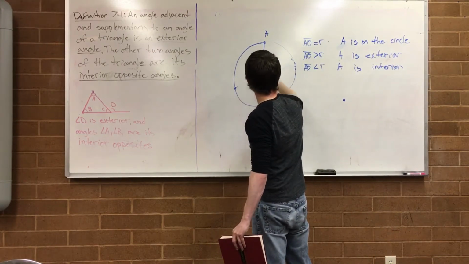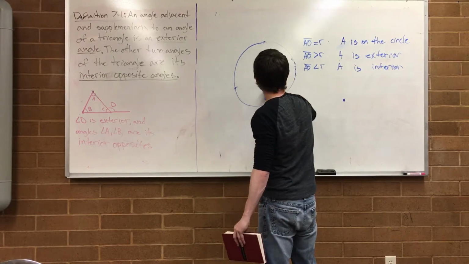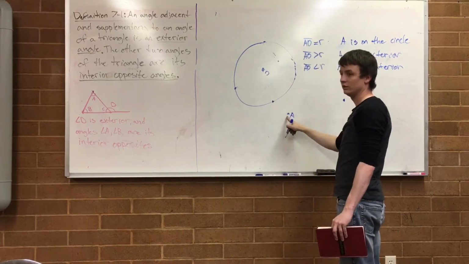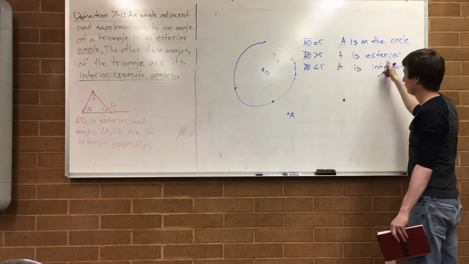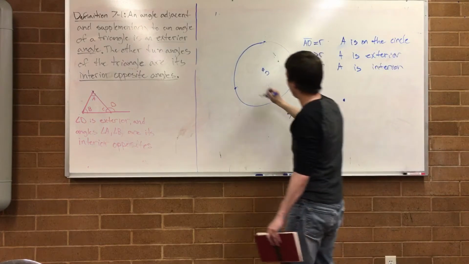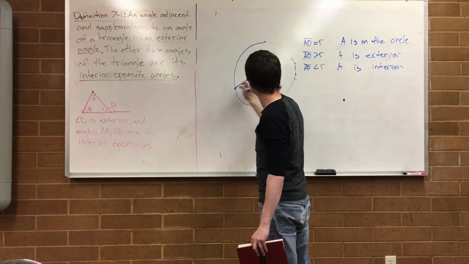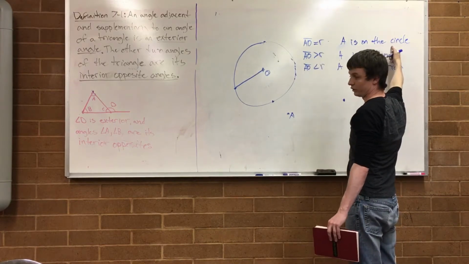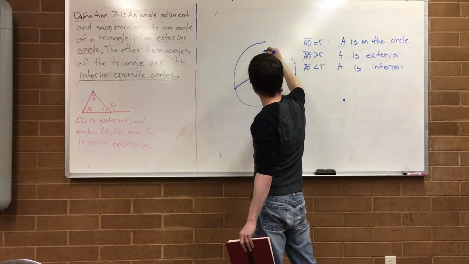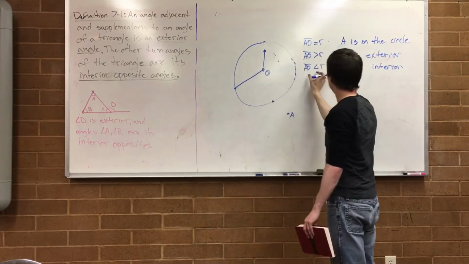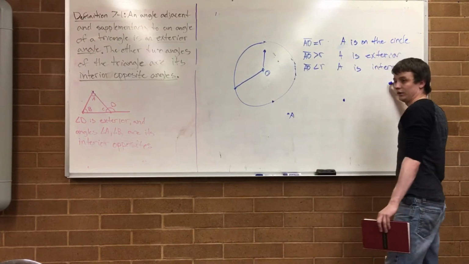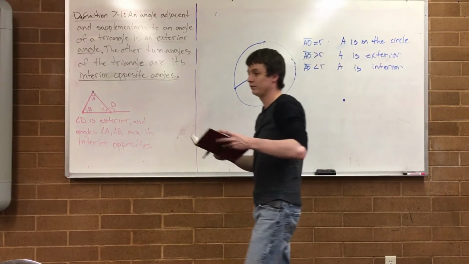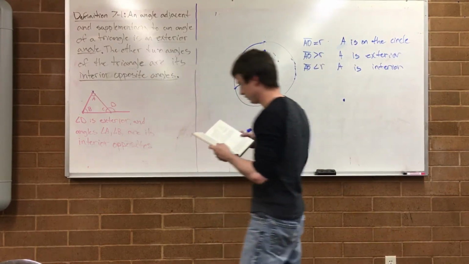So pick any point that you want, and we'll call it A. If A is right here, then that distance is greater than R, so A is exterior to the circle. If we pick A so it's right here, then that distance, the length of OA, is equal to R, so A is on the circle. If we pick A so it's right here, then this segment's length is less than R, and so A is interior to the circle. Good? So that's how we get interior, exterior, and on the circle. That's our definition of the circle.